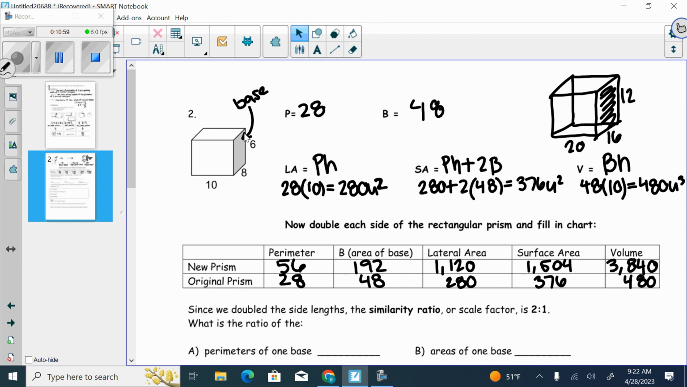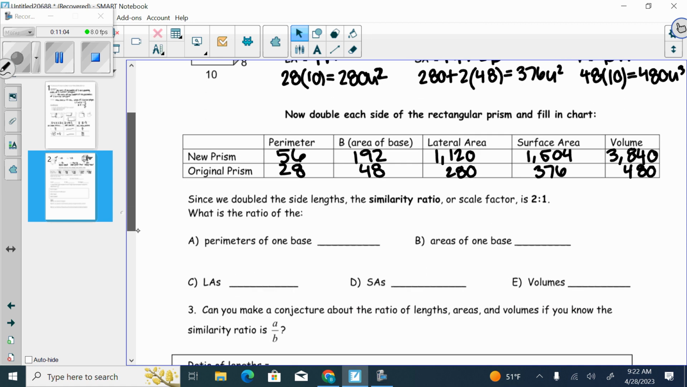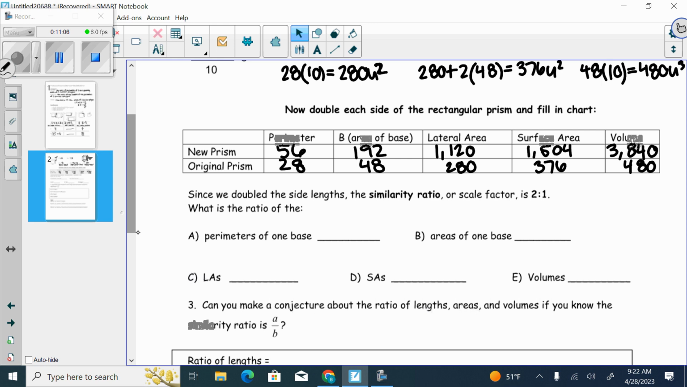All right, now it says since we've doubled the measurements and found all of these new dimensions, they want us to write a set of ratios for each one of these items. So we know the similarity ratio is 2 to 1 because we doubled each measurement, right? Okay, so our perimeters. So new perimeter, 56 over old, 28. What does that simplify to? 2 over 1. Which makes sense, right? Because we said our similarity ratio and perimeter ratio should always be the same.